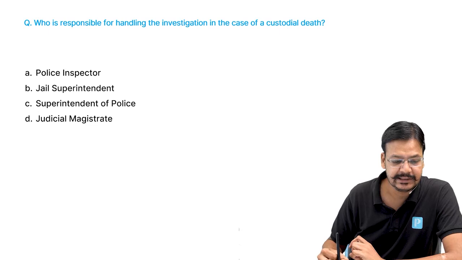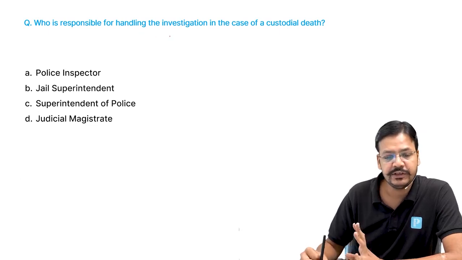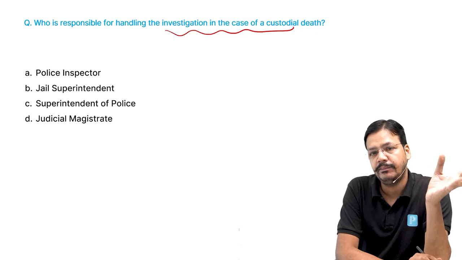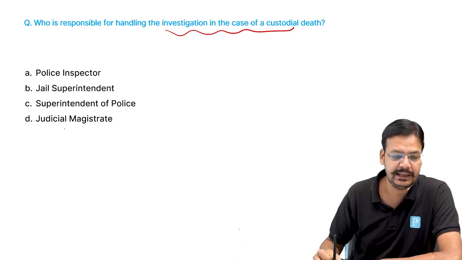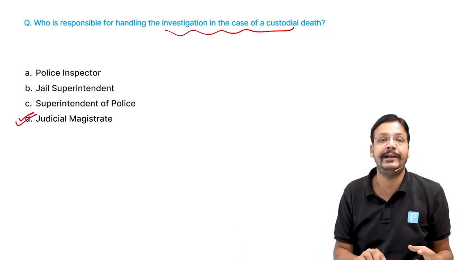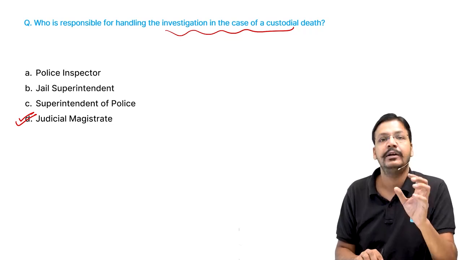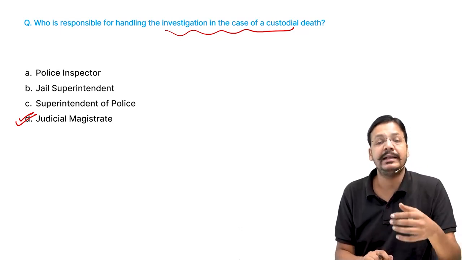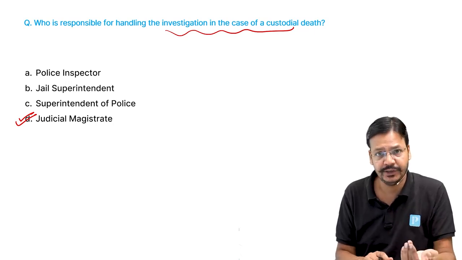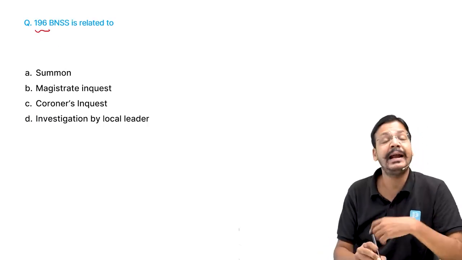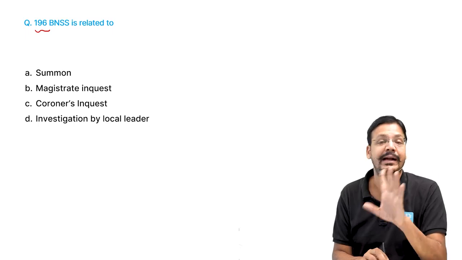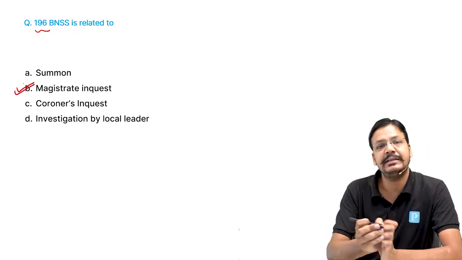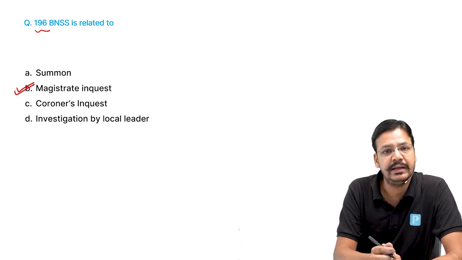Sir, the first question is very simple: who is responsible for handling the investigation in custodial death? I told you two inquests, police or magistrate. In custodial death, it is a judicial magistrate. All police-related deaths, police beating, police firing, custodial death, custodial rape, it's a judicial magistrate. All remaining deaths like mental asylum death, dowry death, exhumation, it is an executive magistrate. Sir, 194, 196 BNSS: 194 police hits a four, magistrate hits a six. So 196 BNSS is magistrate inquest. 194 BNSS is police inquest.